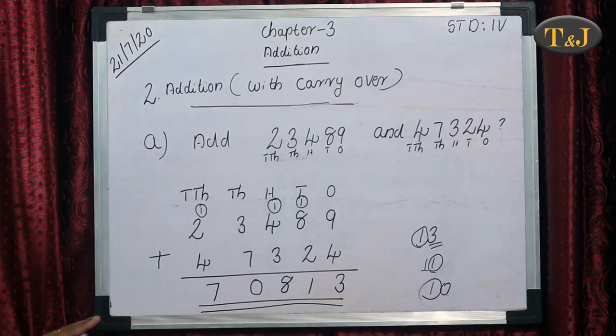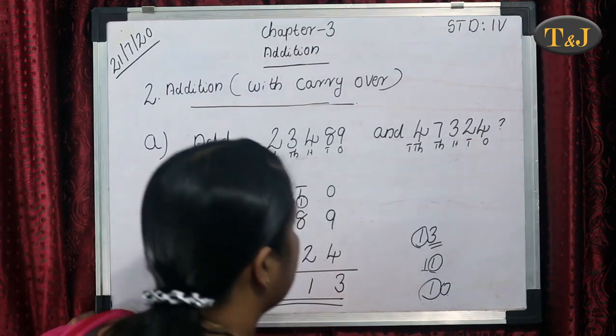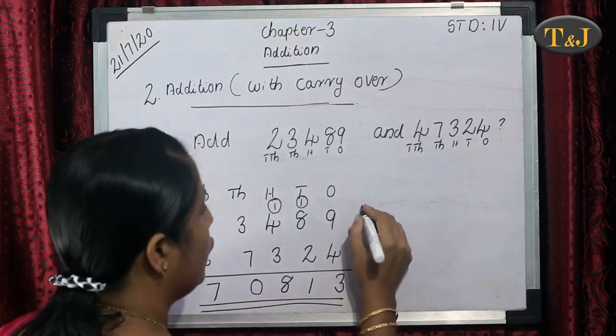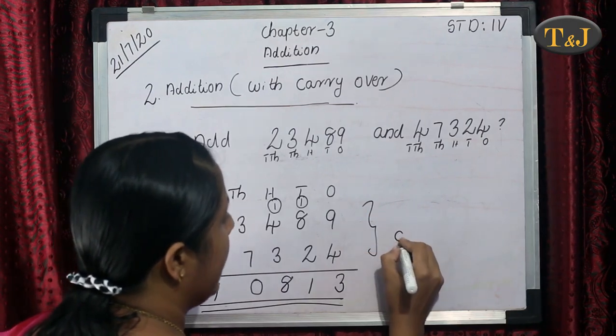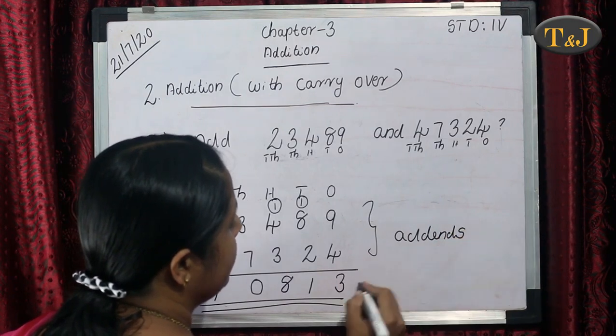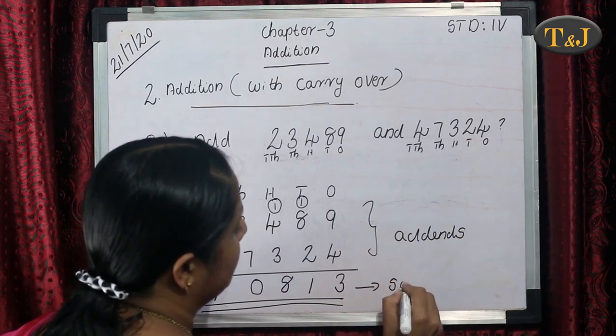70,813. We are using the adding of these two numbers, known as addends, and its result is known as sum.